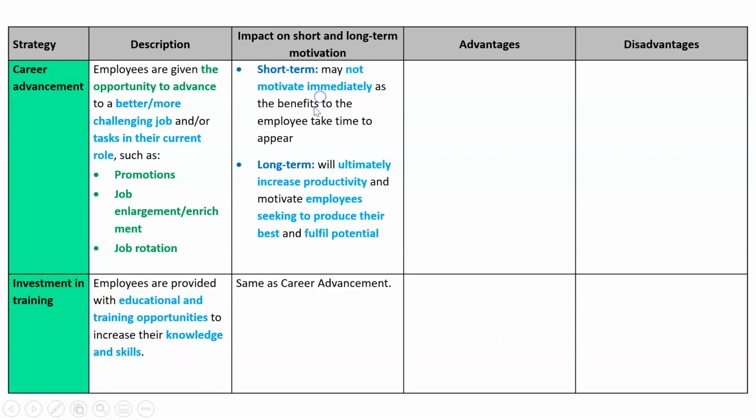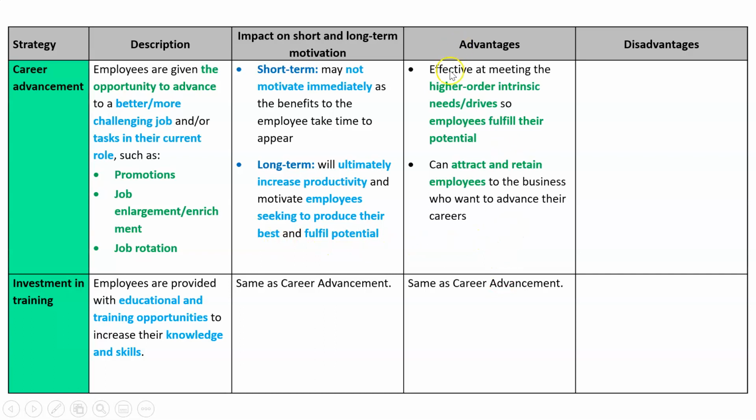Impact on short and long term. What we'll do is we'll say, well, it's the same for both. But in the short term, it's maybe not going to motivate someone. If they feel they're underpaid and really resentful, and then you try and motivate them with a training course, in the short term, they maybe won't see the benefit of it because it's going to happen over time. But in the long term, you're going to ultimately increase productivity and motivate employees seeking to be their best and fulfill their potential. The advantages of both are that this is going to meet your higher order intrinsic needs and drives. The people that want to fulfill their potential are going to be motivated by this.